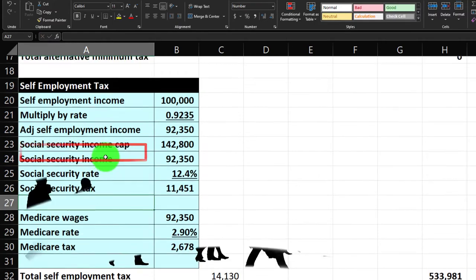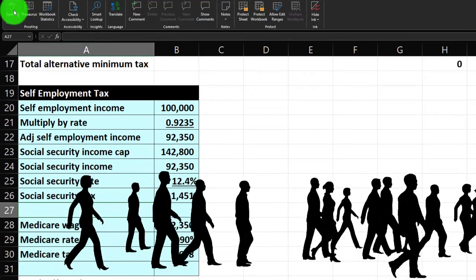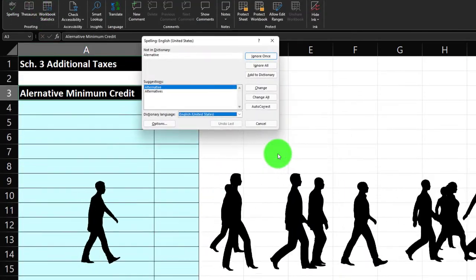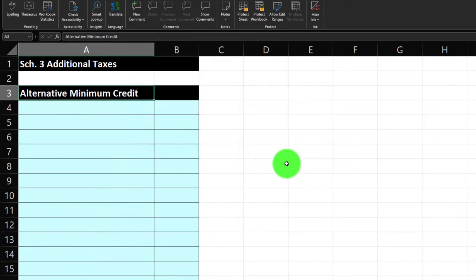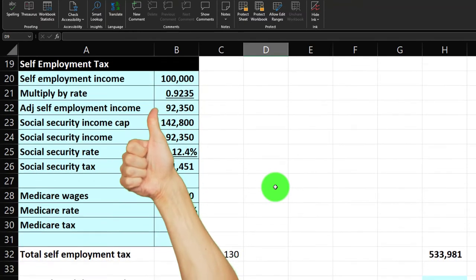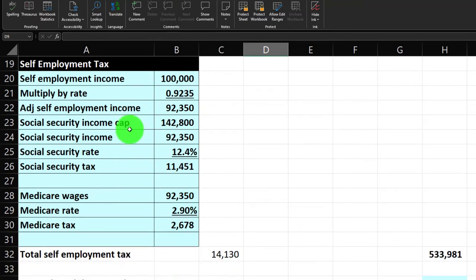I probably did a lot of misspelling. I've probably offended people with my spelling who are yelling at the screen. Alternative. I did a pretty good job. Well, they're all small words. Employment is a pretty big word.